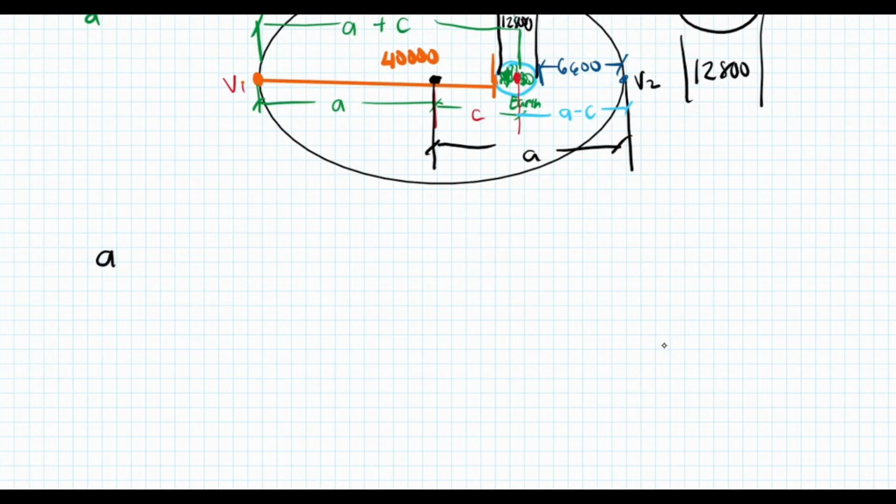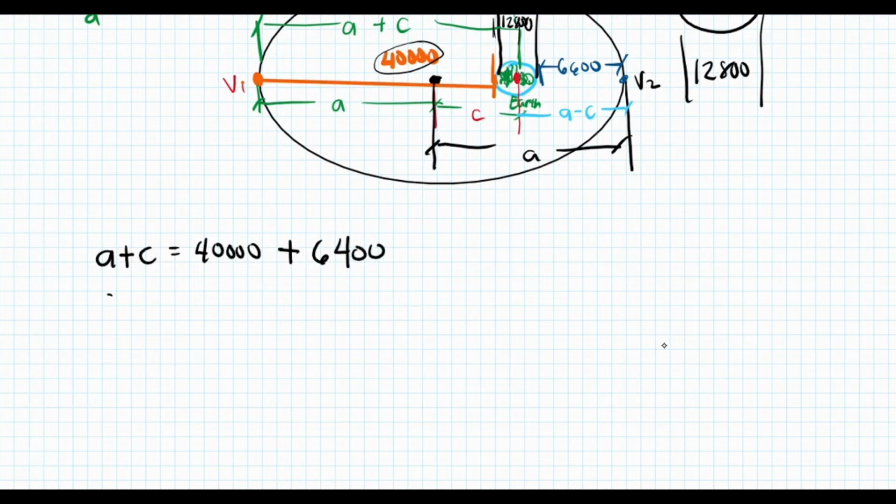Alam natin that A plus C is equal to 40,000. Yan yun. A plus C is equal to 40,000. Pinag-add natin siya. Ngayon, ang tanong, 40,000 lang ba siya? Hindi po. Kasi, di ba, ang apogee mo daw ay 40,000, tapos plus pa yung radius ng Earth. Kasi, syempre, hanggang dito yung foci mo. So, meron ka dyan, 12,800 divided by 2, that will be plus 6,400.